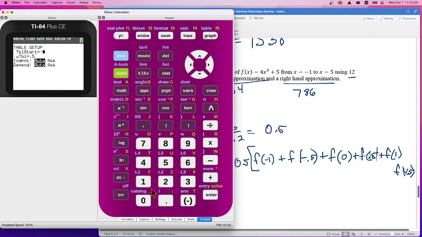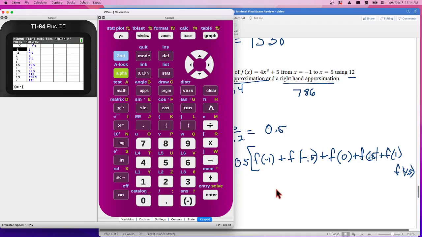We're going to start at negative 1, right, because that's the lower bound. We're going to have it change by 0.5 because that's what we figured out is the base has to be there. And then when we go to the table, it's going to give us all our values, and we just take the first 12. 1, 2, 3, 4, 5, 6, 7, 8, 9, 10, 11, 12. It's not giving us values. What did I do? Oh, I got it turned off. How did I do that? Oops. Y equals, enter. Now I got to turn it back on. And then when I go to my table, I'll get these values.